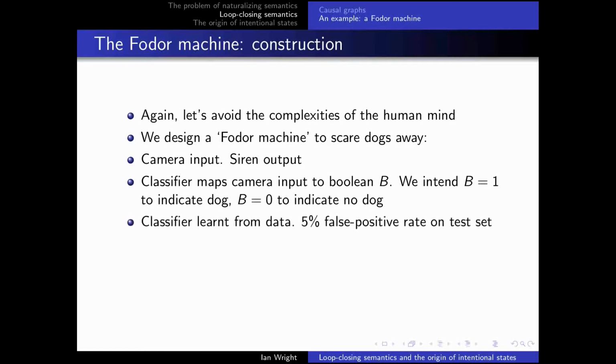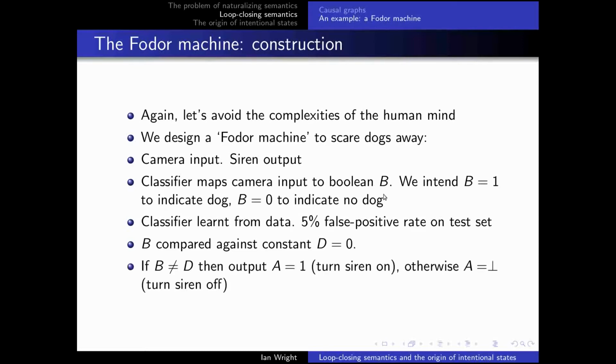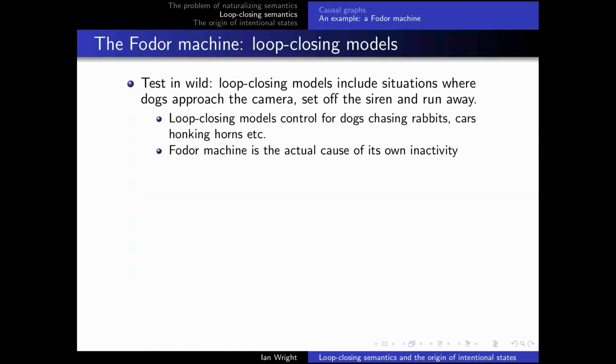B is then compared against an internal constant, D equals 0, and if B doesn't equal D, then it outputs A equal 1, which is an action to turn the siren on. Otherwise it outputs a null action to turn the siren off. So the Fodor machine is a negative feedback control system which has a causal structure that is captured by our definition of a control mechanism.